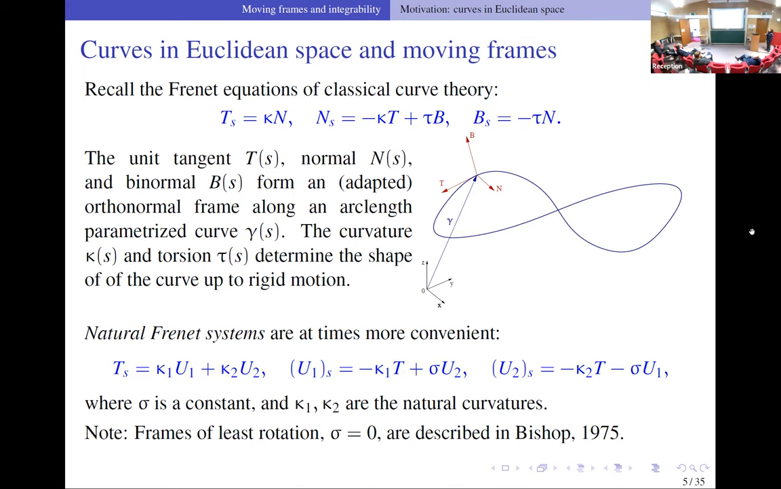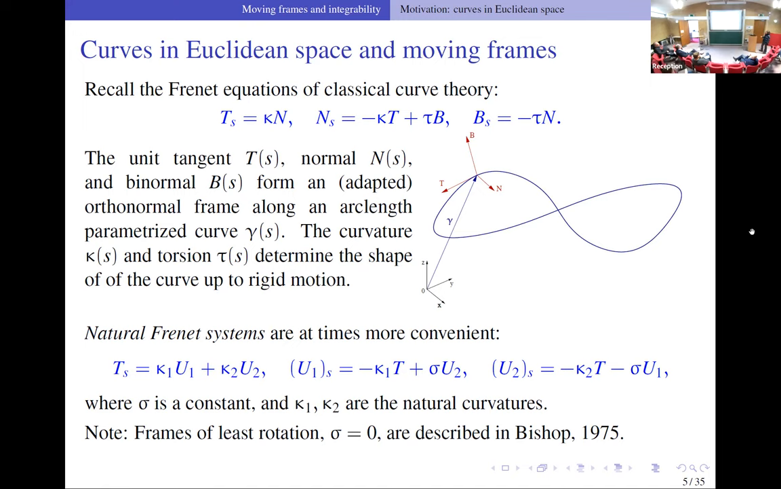What you could do is literally rotate N and B in the normal plane. And sometimes these new frames, denoted with T, U1, U2, are indeed more natural. They're called natural Frenet systems. Maybe in the simplest form, try to set this constant sigma. This is called a rotation constant. It tells you how much I rotated N and B within this normal plane. Set it equal to zero.